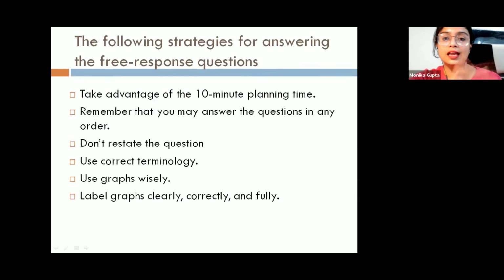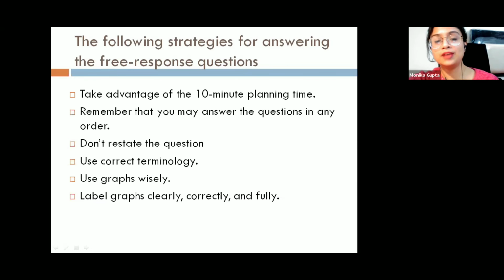Now, again, the strategies for answering the free response questions are also the same. Always take advantage of the 10 minutes of planning. Remember that you may answer the questions in any order, but if you're picking the third or second question first, do not forget the first FRQ, because the first FRQ has the maximum weightage. So I prefer that you attempt your first FRQ and then go to the second or third one, because it has 50% of the weightage. So please do attempt the first FRQ.